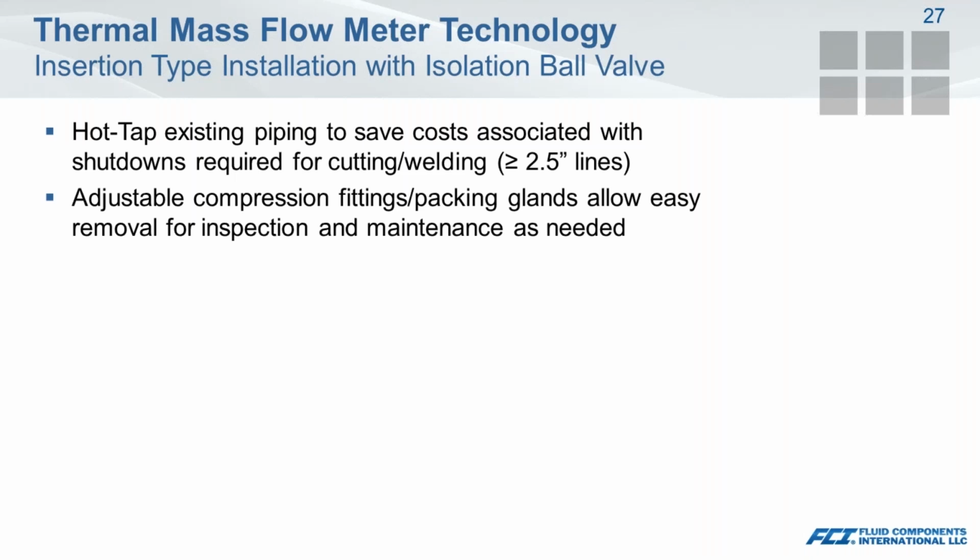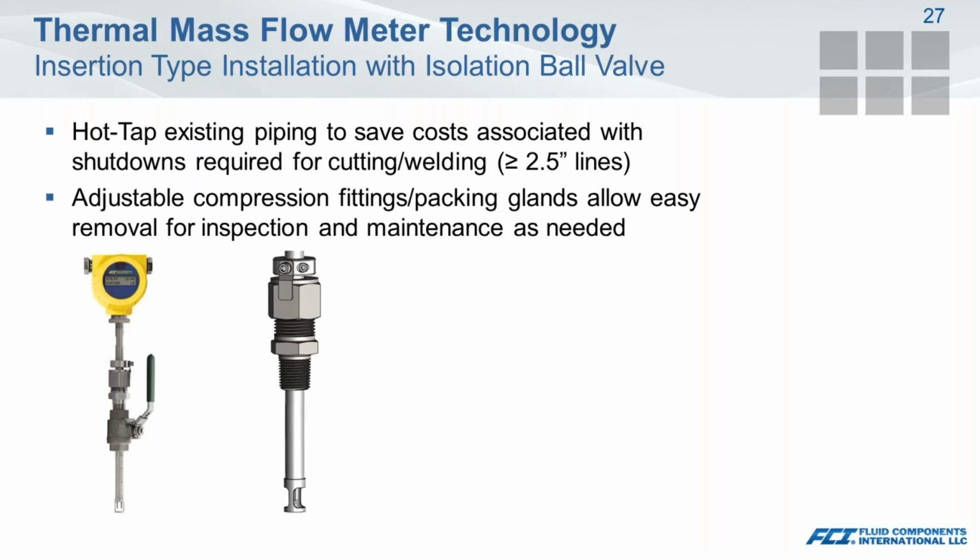A benefit of the technology for insertion type is using some type of adjustable compression fitting or packing gland. These allow us to insert through the hot tap process an isolation ball valve and possibly remove the meter for inspection, maintenance, or recalibration purposes. And here are some examples of what that would look like with a meter installed through a ball valve with a packing gland, and a little closer look at the packing gland assembly itself.